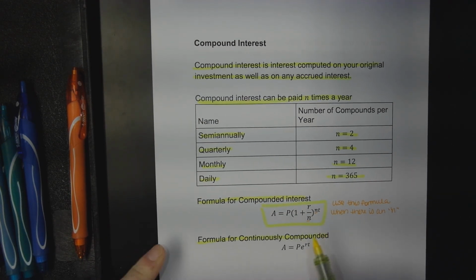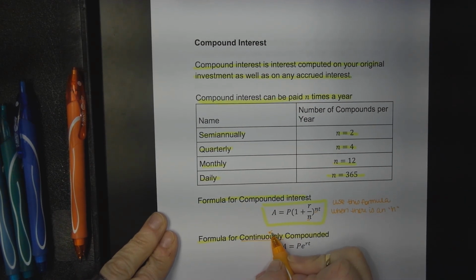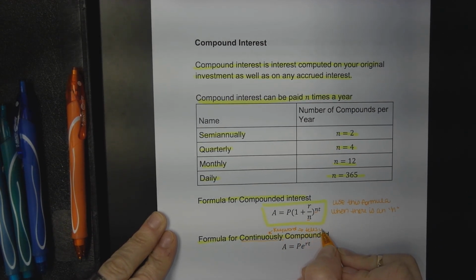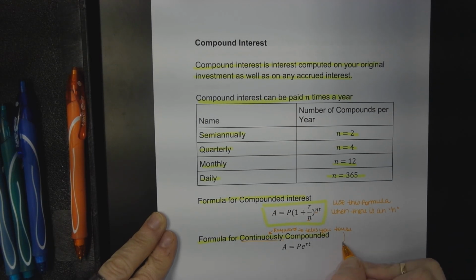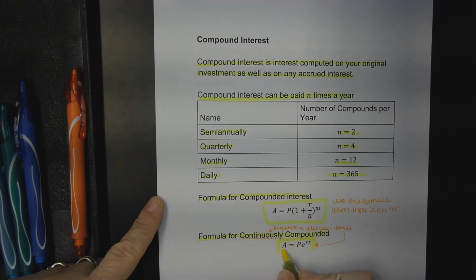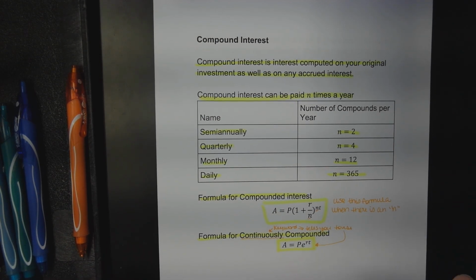Now let's look at the other formula. This is the continuously compounded formula. Continuously is your key word. It tells you to use PERT. That's what I call this guy. His name's PERT. So A equals P times e raised to the rt. PERT. So when you see the word continuously, just automatically think, yep, I'm going to use PERT. Okay?